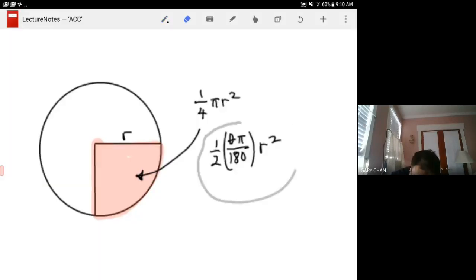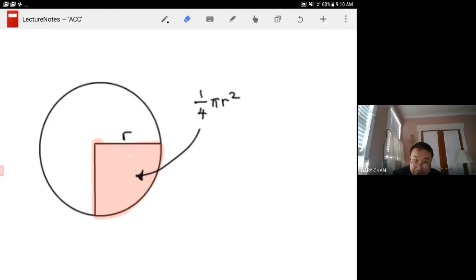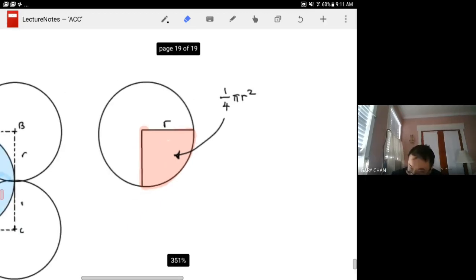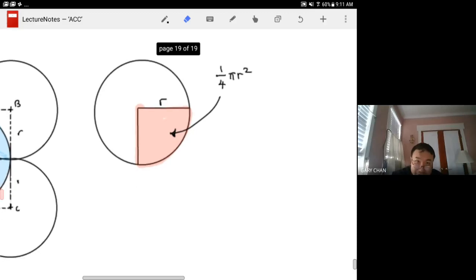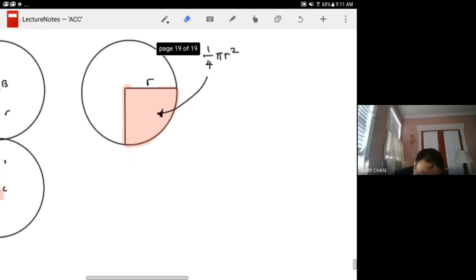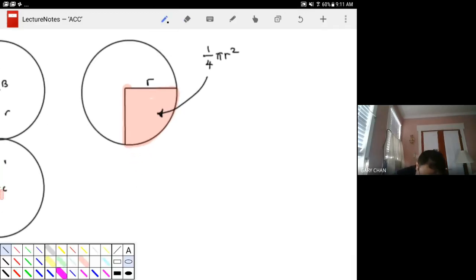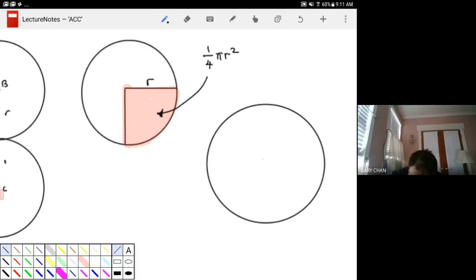But again, don't ever lose your sense of logic, your common sense. That's a quarter of a circle. Rather than using fancy formulas, this is something simple enough where we don't have to use them. That's a quarter of a circle. Why is that important? Well, I can now transition to looking at the circle just slightly differently.